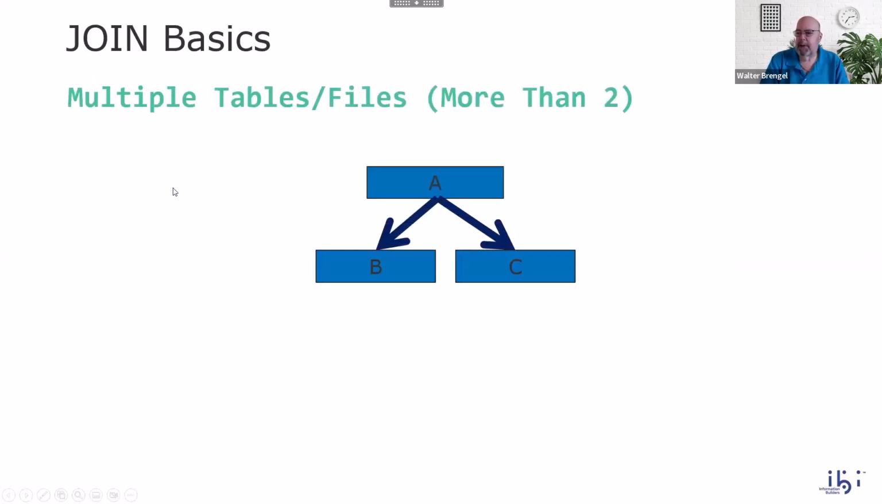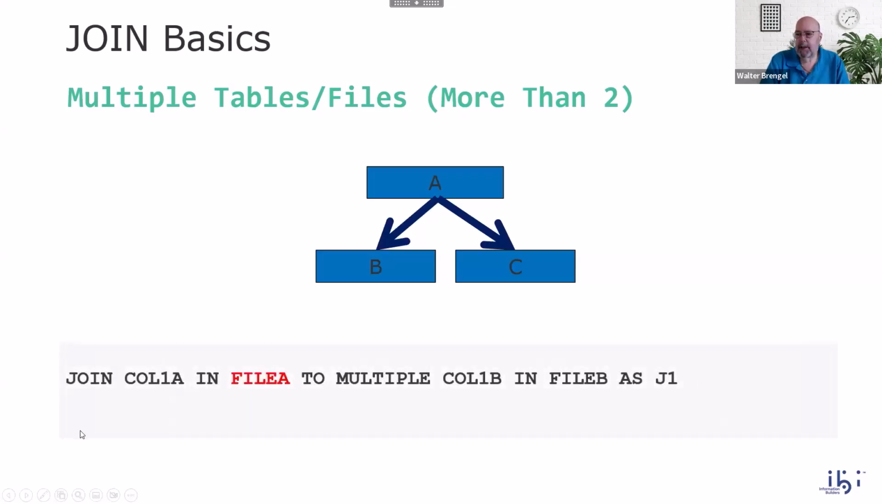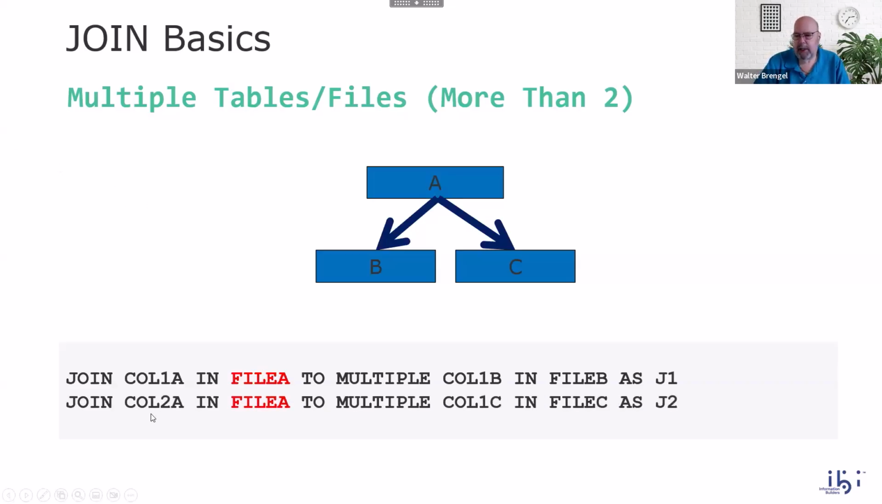All right, multiple tables. So we talked about you could have A to B to C, or you could have A to B, A to C relationships. So to get this relationship where I have two tables off of a main table, I'm going to join column 1 in file A to multiple column 1 in file B. Does it have to be multiple? No, I'm just using that for the example. And then we have a second join going from file A to file C. And because I have multiple joins, I'm going to use the join tag of J1 and J2.